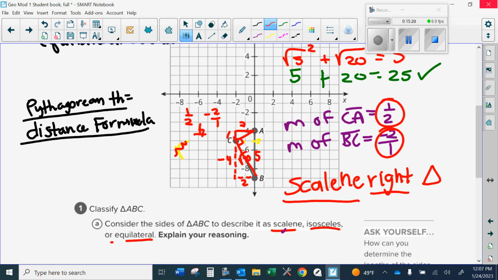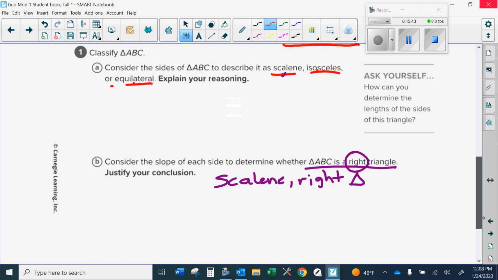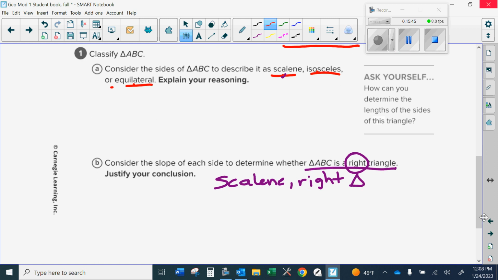Okay. So we got more specific. Here it says consider the triangle sides of ABC described as scalene, isosceles, or equilateral. So it was scalene. We got even more specific because we're calling it scalene right because it looked like a right triangle, so we want to check the slopes. The second part, now determine whether it's a right triangle. We just did that. So scalene and right.